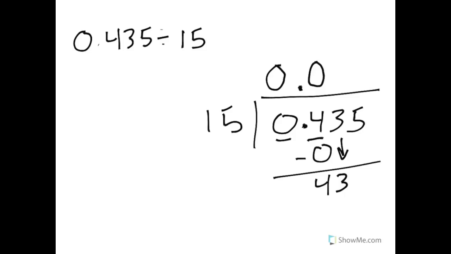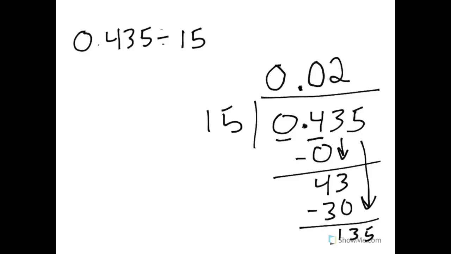So I have 43. Does 15 go into 43? It does. 15 times 1 is 15. 15 times 2 is 30. 15 times 3 is 45, which is too high, so it goes in 2 times. 2 times 15 gives me 30. I subtract. 3 minus 0 is 3. 4 minus 3 is 1. And now I bring down my next number, which gives me 135.